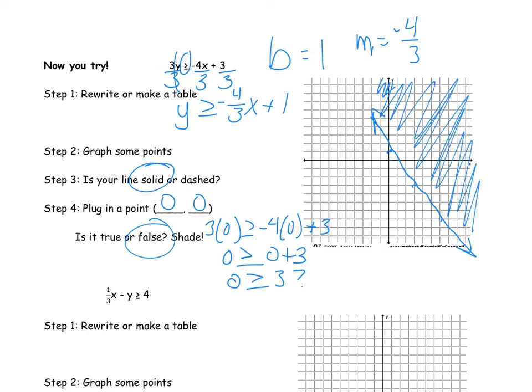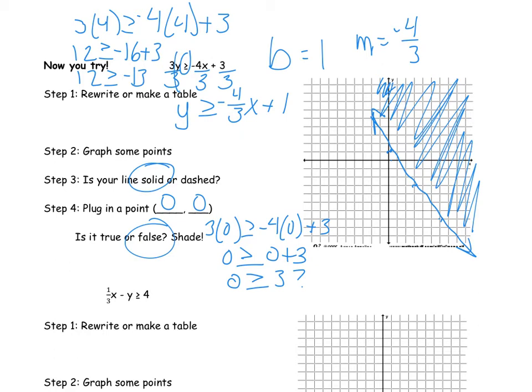You could test a point up here. Like if we test the point 4, 4. Okay, so let's just try that real quick. So 3 times 4 is greater than or equal to negative 4 times 4 plus 3. This is 12. It's greater than or equal to negative 16 plus 3. Is 12 greater than or equal to negative 13? Yeah, 12 is way bigger than that. So yeah, that's true. You don't have to write that down, but you can make sure your answer makes sense and is correct by doing that.